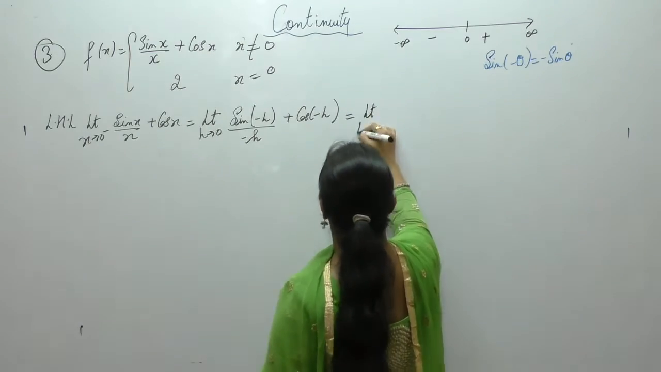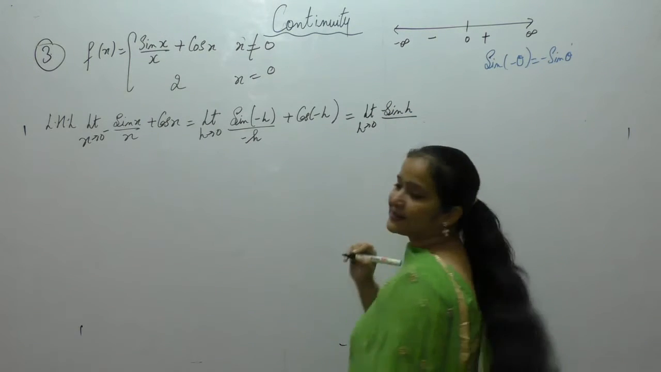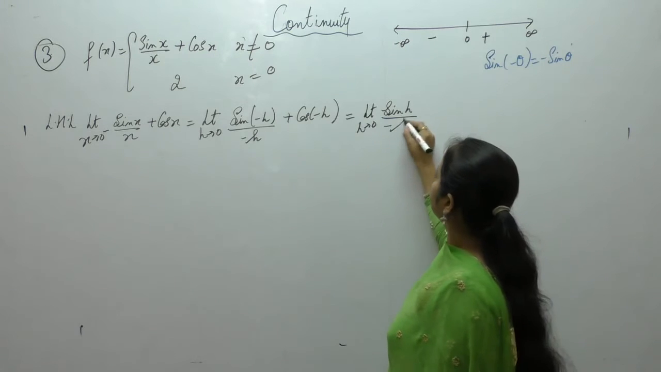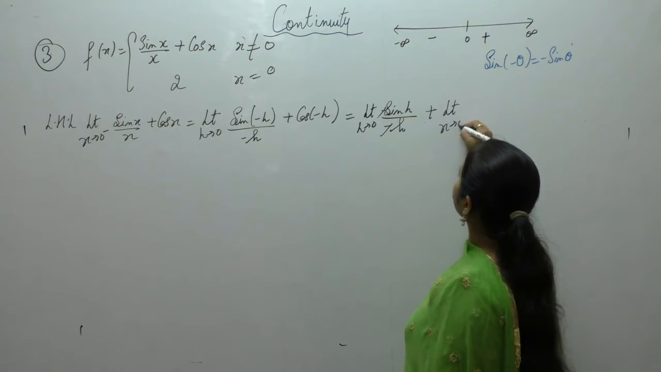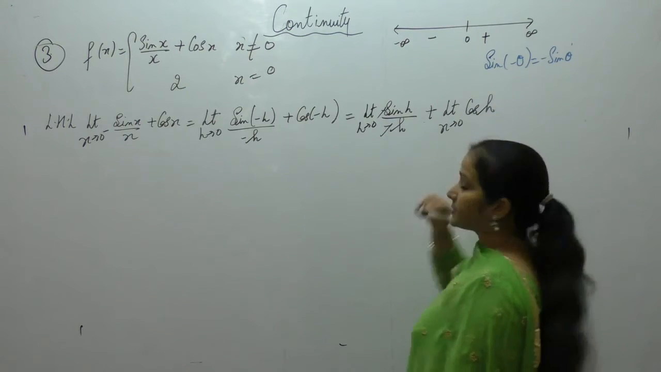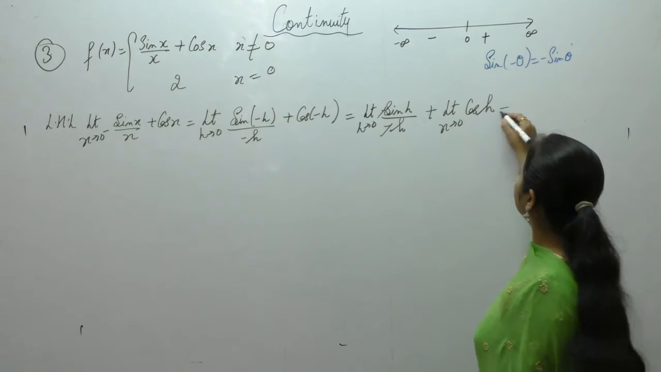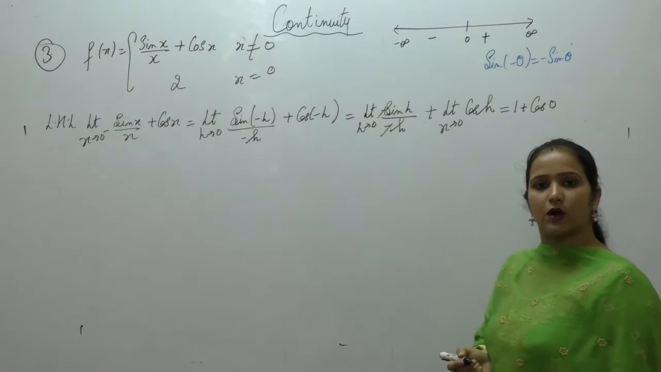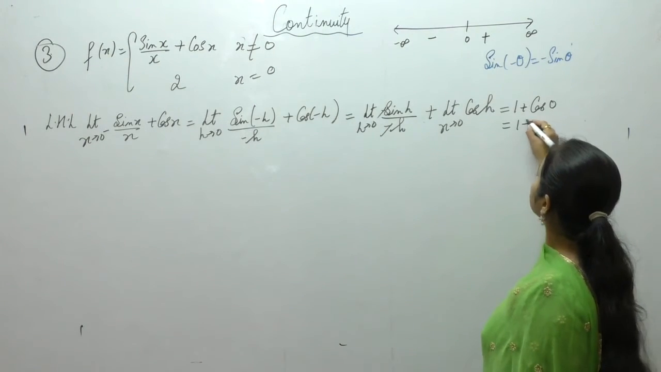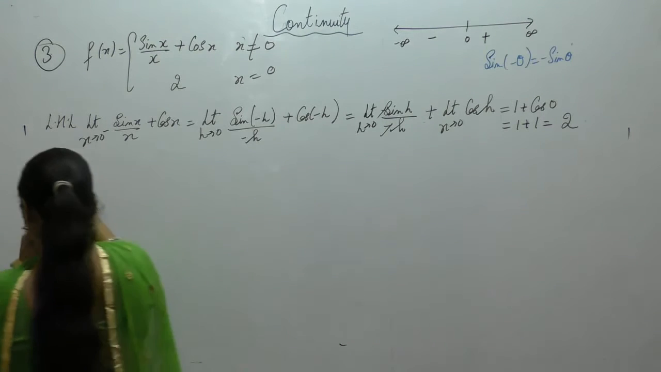So limit h tends to 0, sin of minus theta is minus sin theta, minus will get cancelled here, plus cos of minus theta is cos theta. Limit x tends to 0, sin x upon x has value 1, plus cos of x as x tends to 0, cos 0 has value 1, so 1 plus 1 we get 2.